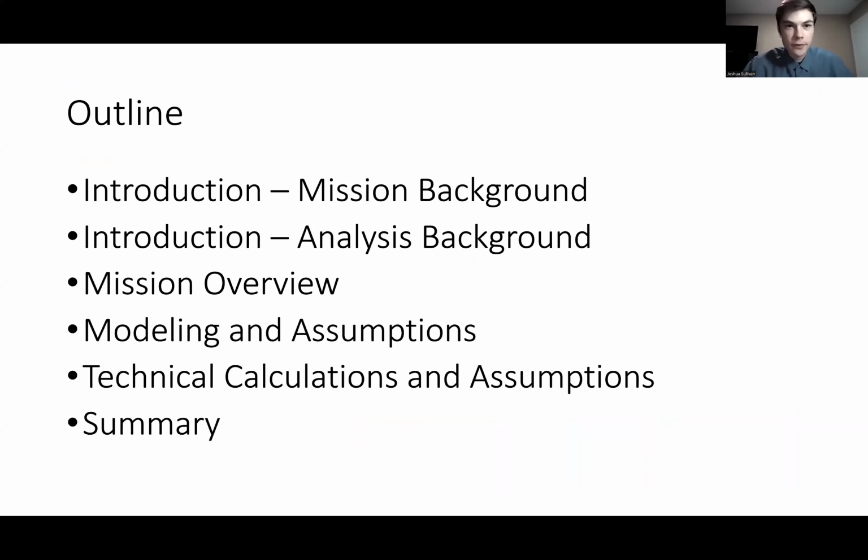Here is our outline for tonight's presentation, breaking it down by the different sections that we'll be covering. To begin with, we'll discuss the mission background, then transition into the analysis background, and then into the mission overview, where we discuss the three different missions that we took, the modeling and assumptions, the technical calculations and assumptions, and then finally finishing with a summary.